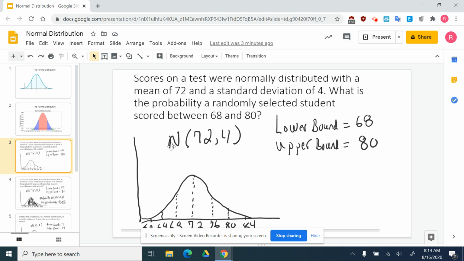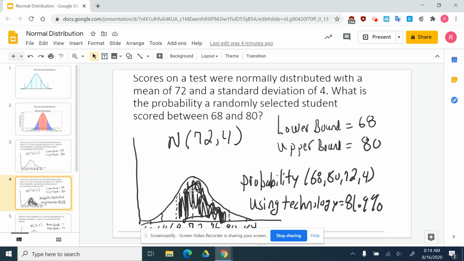And you can use this N standing for normal distribution, 72 and 4. That's the mean, that's the standard deviation from the problem. I draw N here, there's my 72 as the mean. I mark -1, -2, and -3 standard deviations, +1, +2, +3 standard deviations. My lower bound is 68, my upper bound is 80. I would shade in this portion between the lower bound and the upper bound underneath the curve to signify I'm looking for the area under the curve to answer the question.